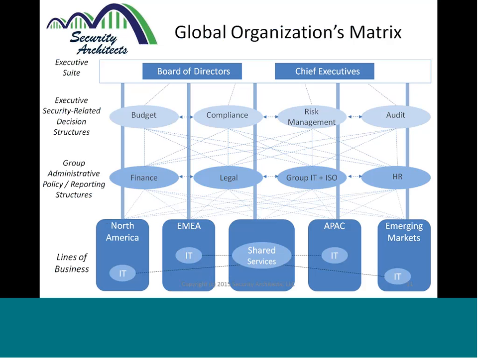So could a global organization matrix structure provide that sort of sweet spot? That's an interesting question. I've proposed a model for a matrix here with a lot of dotted lines between the different functions, as a sort of reference architecture for what a matrix security organization could look like. If we view it from the bottom up, we have 5 decentralized units, and I've chosen to name them after global regions: North America, EMEA, APAC, emerging markets.